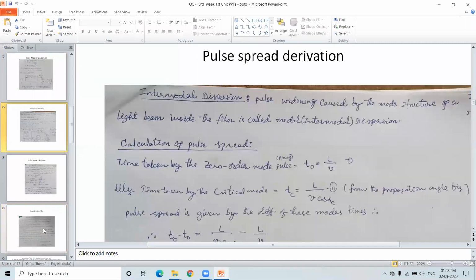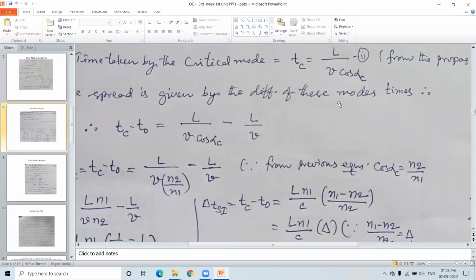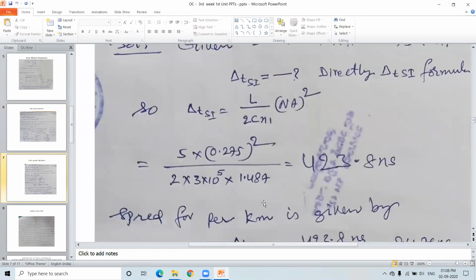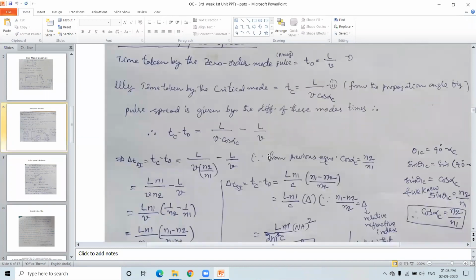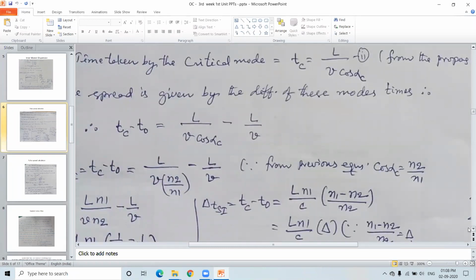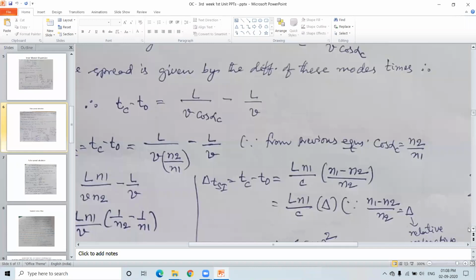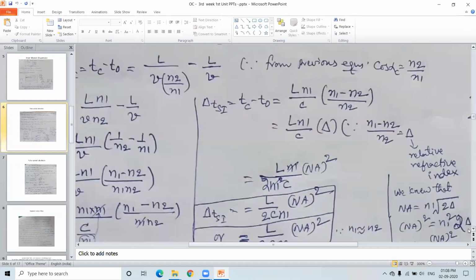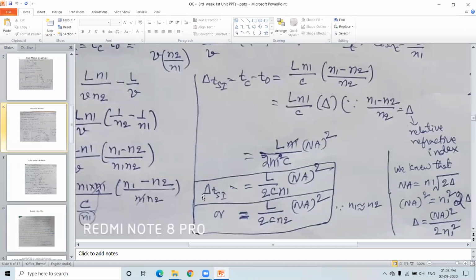So now here, intermodal dispersion. Yeah, this is what we considered in the last class. Already we have completed this one, just for a reference. This is L by V cos alpha c minus L by V, and we have substituted and derived that this is the delta T SI, that is nothing but the step index optical fiber pulse spread. Delta T is always represented as a pulse spread, delta T SI.